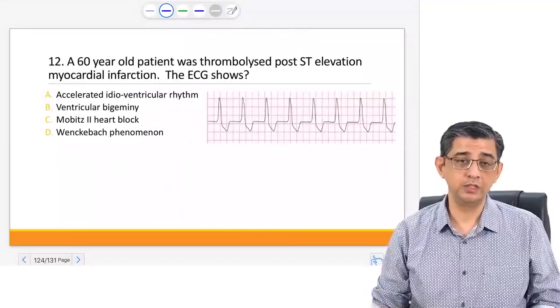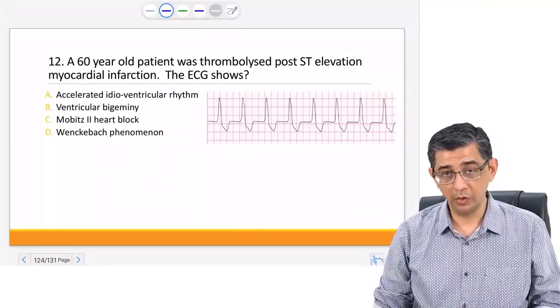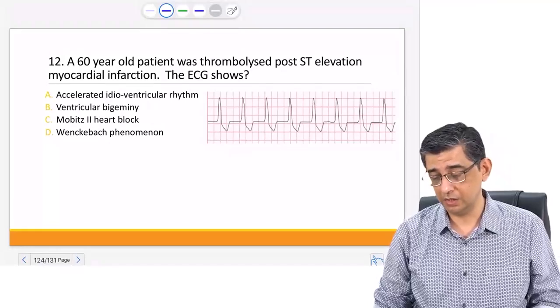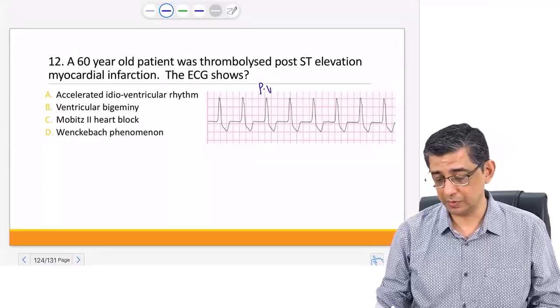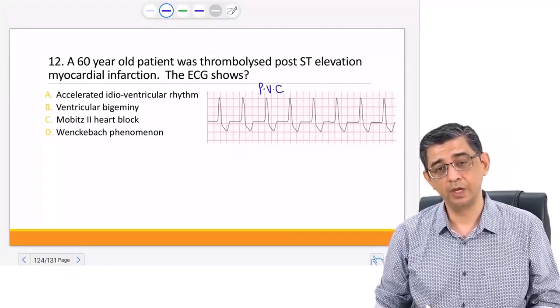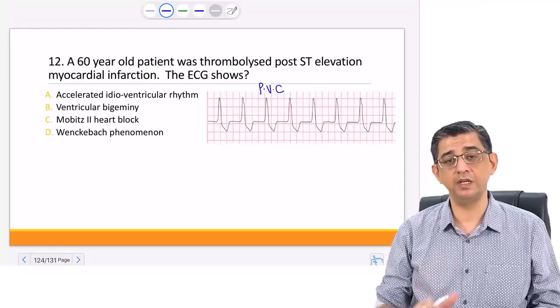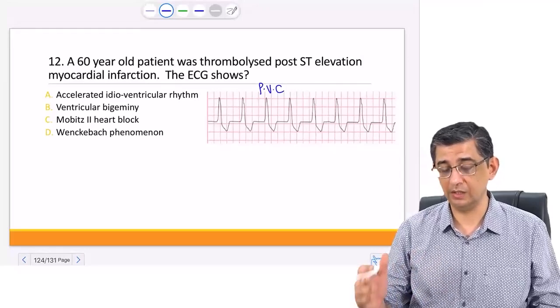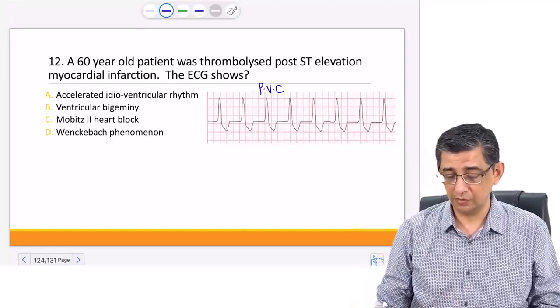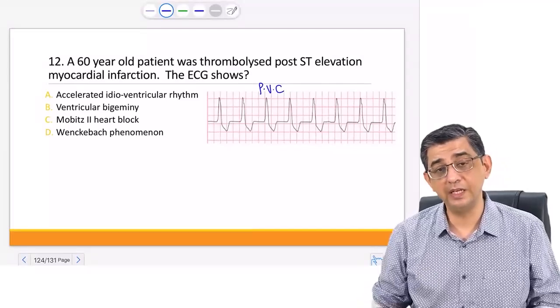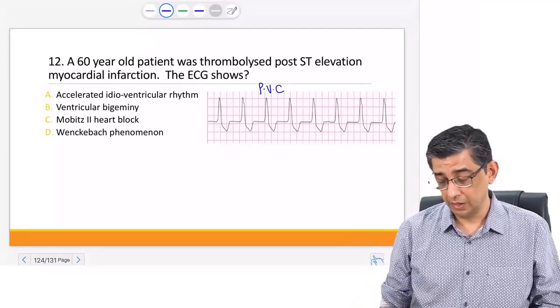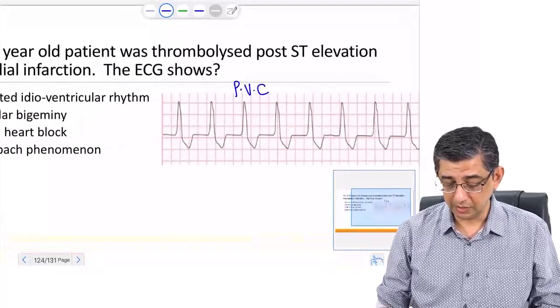The next question talks about a 60-year-old patient who was thrombolyzed post ST elevation MI, and the ECG is showing these broad QRS complexes which we can call premature ventricular contractions, because all you are seeing is ventricles contracting again and again and again. So the first impression is, if you are having multiple premature ventricular contractions, it could be a VT, a ventricular tachycardia. Let me just zoom in for the heart rate of this person.